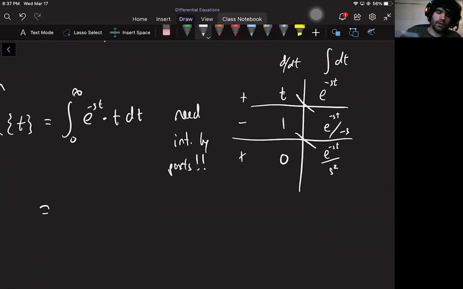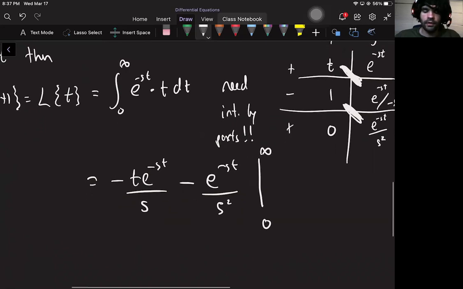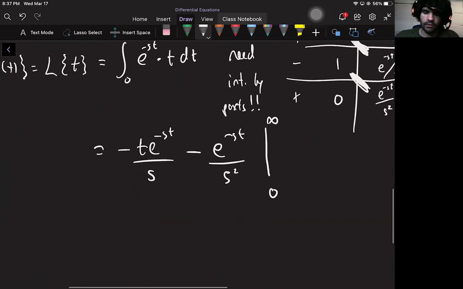So this is just going to be negative t e to the negative st over s. So that's this times this. Then I add and do this times this. There's a negative 1 times e to the negative st over s squared. And now I'm going to just skip the little limit stuff and just write it as 0 to infinity. But it's secretly changing the variable to b, taking the limit as b goes to infinity.